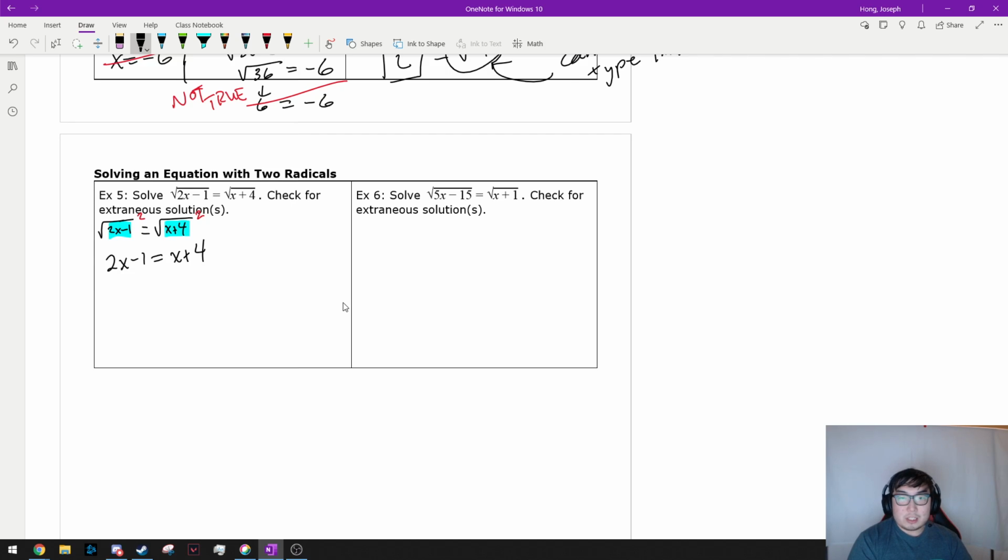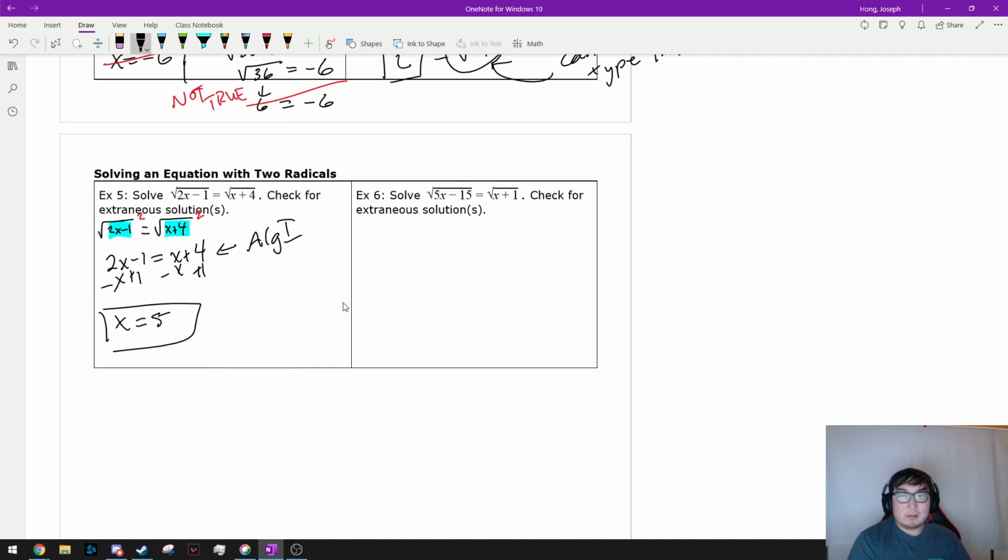And now this is just Algebra 1 right here. If you have trouble solving this problem, I'll see you next year. I don't know what else to say. So minus x, we're going to add 1. So it becomes x is equal to, what, 5? Nice.